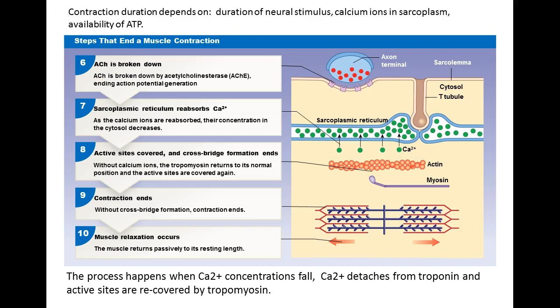The active sites are covered. With regard to the thick filaments, the ATP is denatured, and it loses its ability to do work. It turns into ADP, waiting to be able to have a phosphorus put back on again, and that ends the contraction, and then the muscle relaxes. Everything goes back into place.